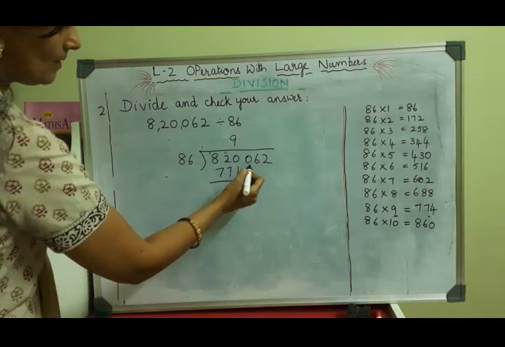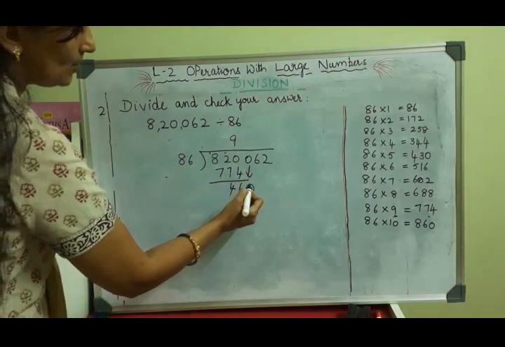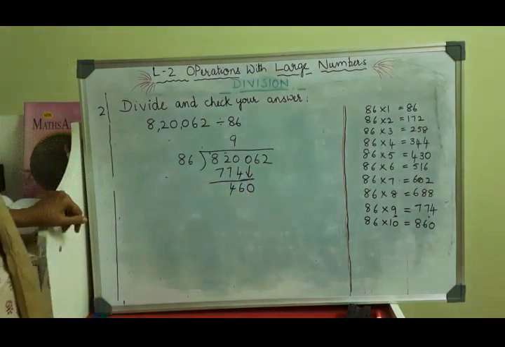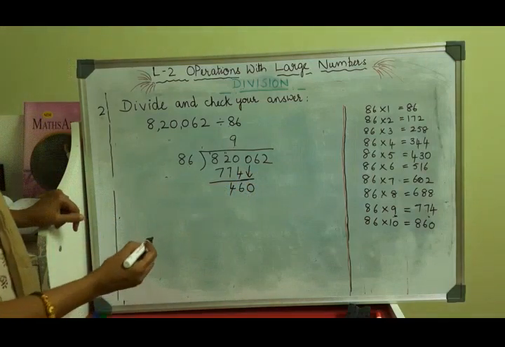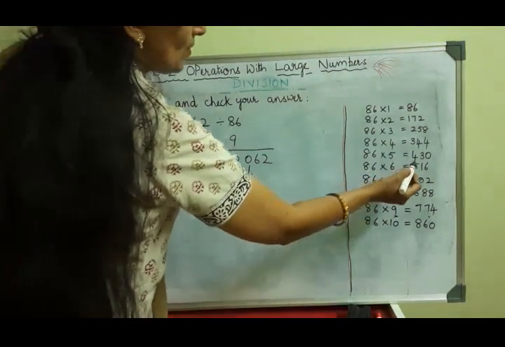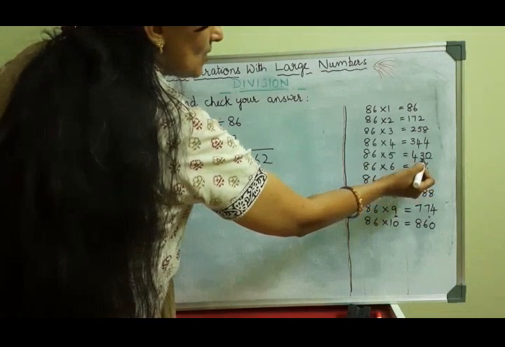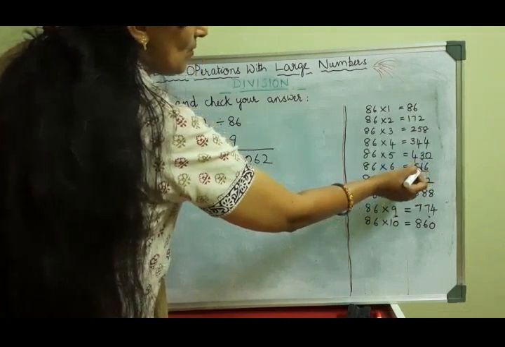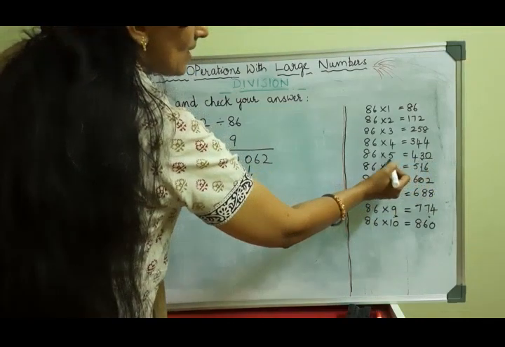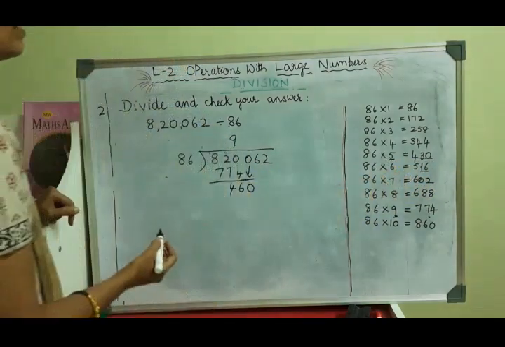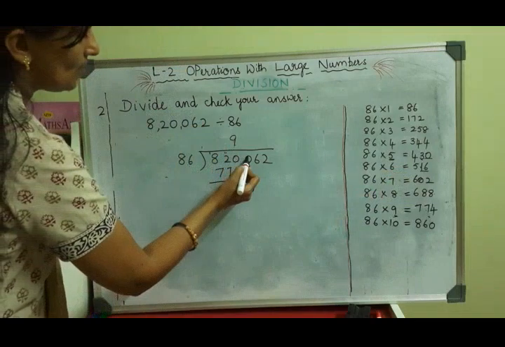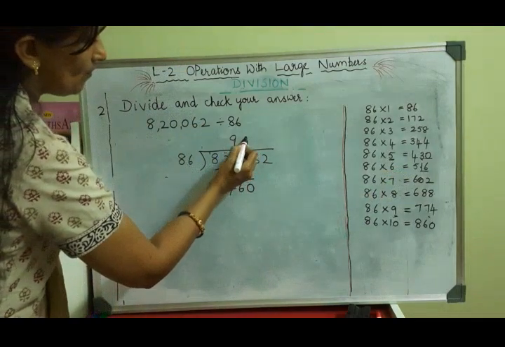Bring the next digit down, join with 46. It will become 460. Once again look for your table. Where is our 460? It is 430 here, 516 here. So which table you have to select? It is in between, right? So you have to select the 5 table. Next we write above 0, 5.